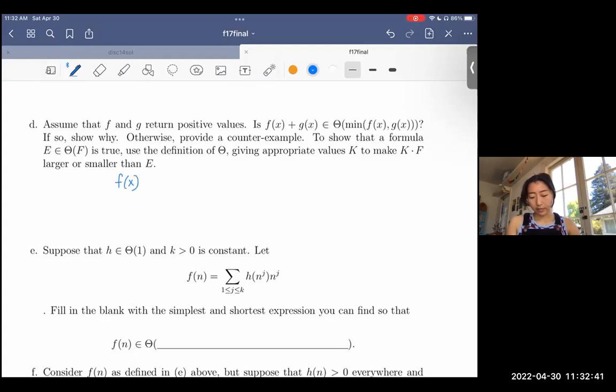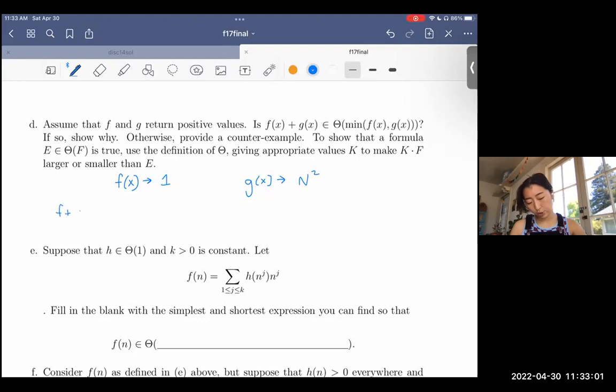F of x is constant and g of x is n squared. Well, then f plus g, so I'm gonna make this 1 actually.